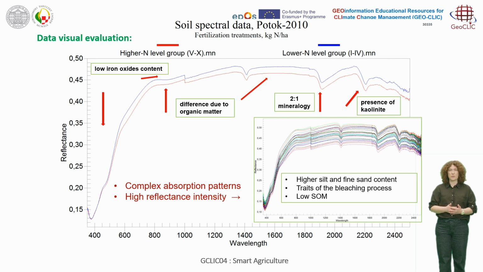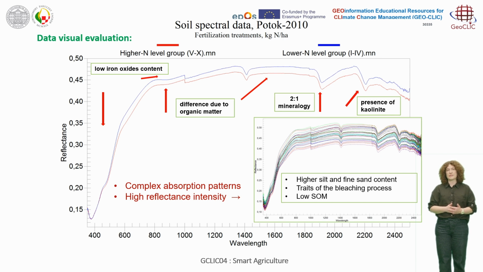Before we start to build the prediction model, we use visual data evaluation or qualitative evaluation of soil spectra. In this experiment, where we had 10 different treatments of nitrogen fertilization, we grouped our data into a higher nitrogen level group, described in this graph with a red line, and a lower nitrogen level group with a blue line. We grouped these data according to the spectral data based on the fertilization levels.